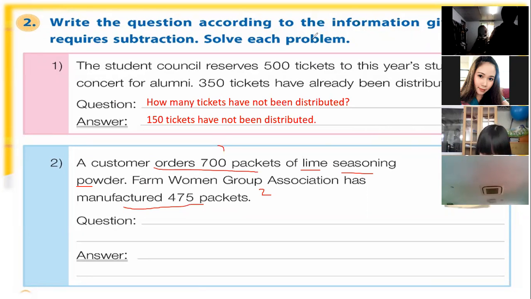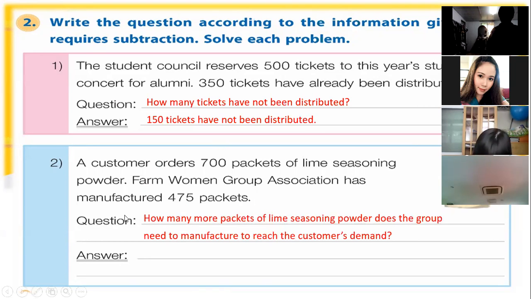How many? Yes. Packet? Did the farm has? Right. So we can have the question here. Very simple. How many packets of lime seasoning powder does the group need to manufacture to reach customer demand?